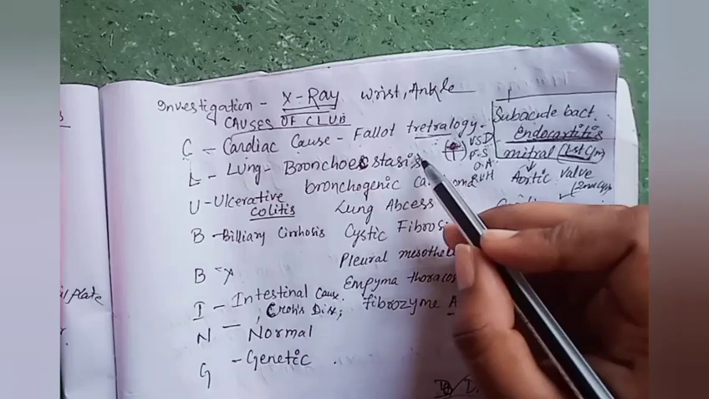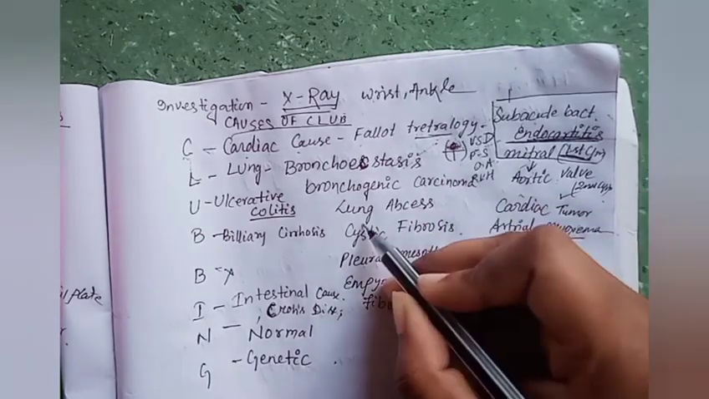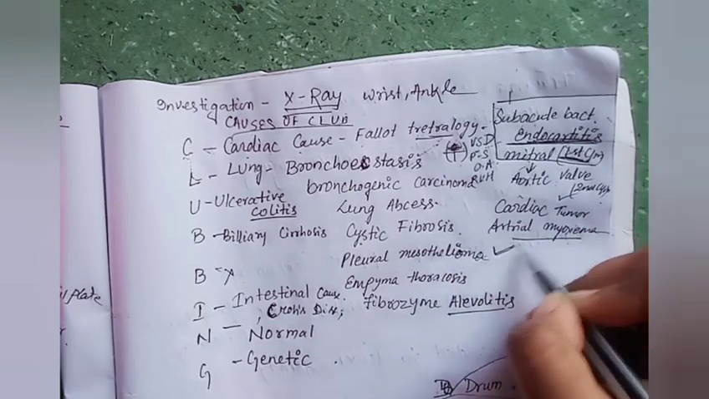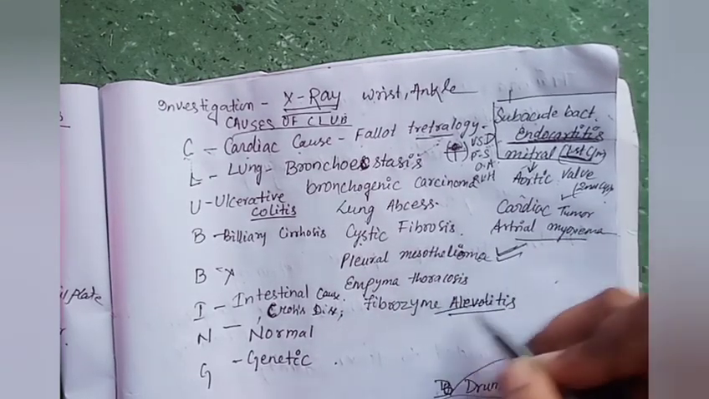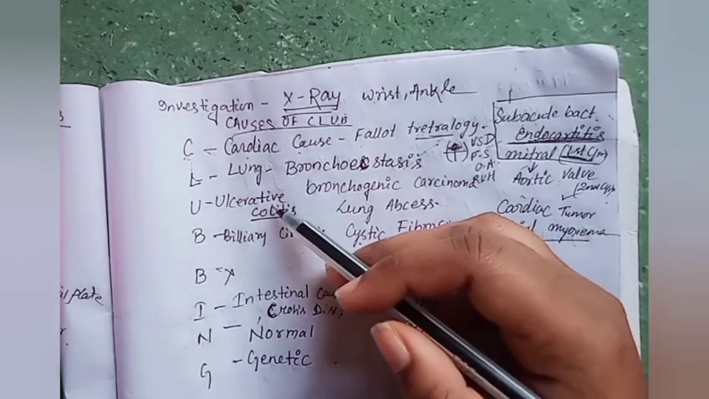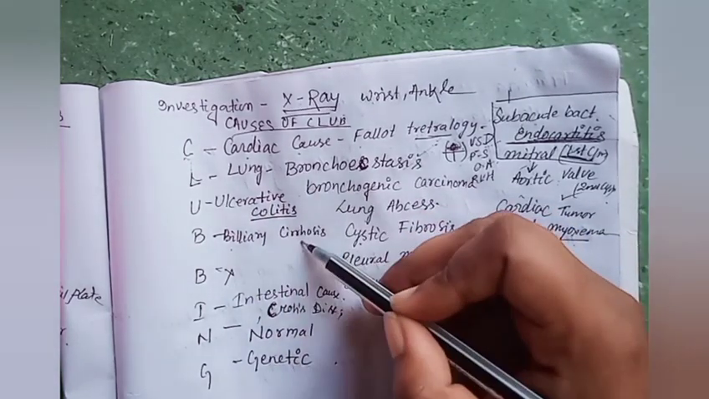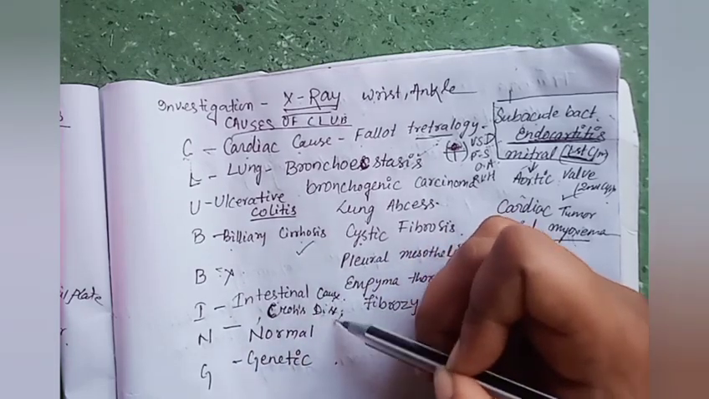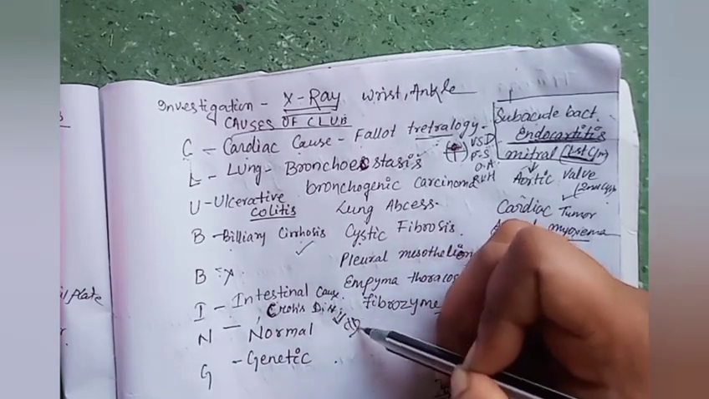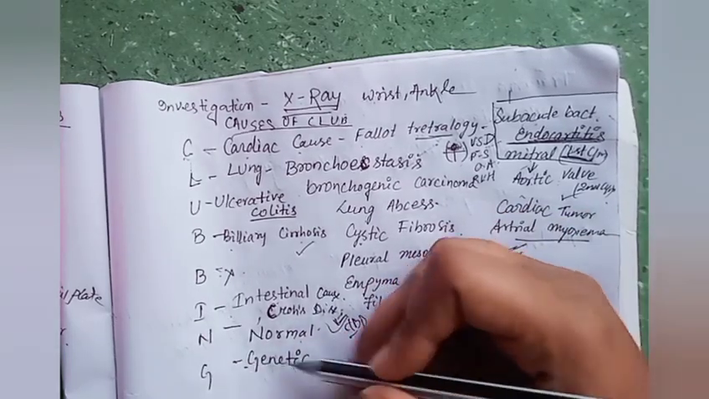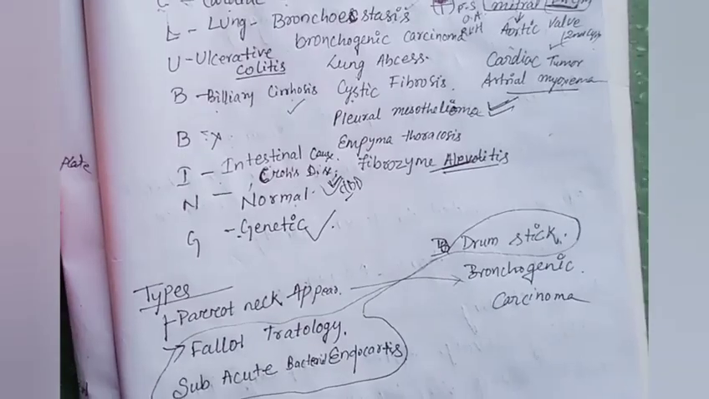Then in the lung there are bronchiectasis, bronchogenic carcinoma, lung abscess, cystic fibrosis, pleural mesothelioma, empyema, and fibrosing alveolitis. U is for ulcerative colitis, leading to GI tract causes. B is for biliary cirrhosis, another is abscess. I is for intestinal causes like Crohn's disease. These are inflammatory bowel diseases. N is for normal, as a normal patient can also have clubbing. G is for genetic. Those are the causes of clubbing.